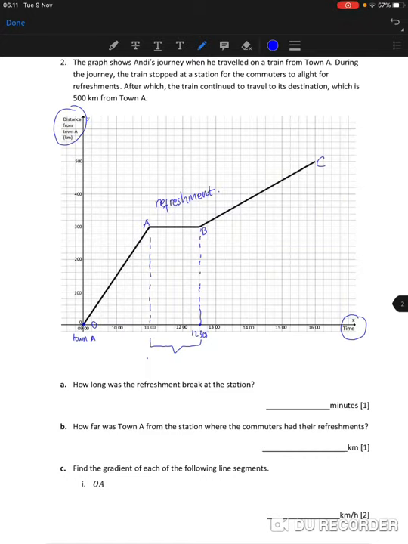Now if you want to find how long the refreshment break was, you need to minus 12:30 by 11 o'clock. So you will have 1 hour and 30 minutes. Right, now look at this, guys. The question asks you to leave it in minutes. It means you will have 60 minutes plus 30 minutes. Now you will have 90 minutes for the refreshment break. Alright, now let's move on to 2B.